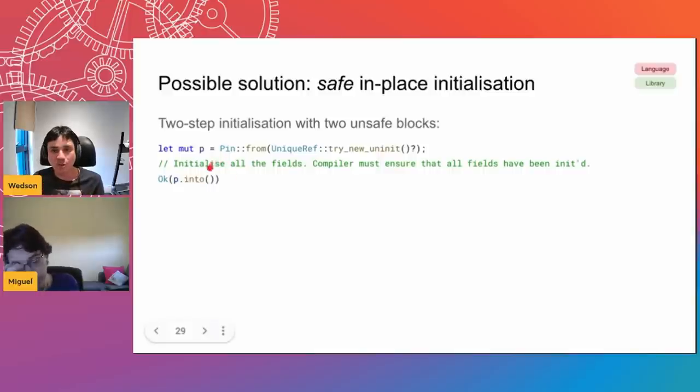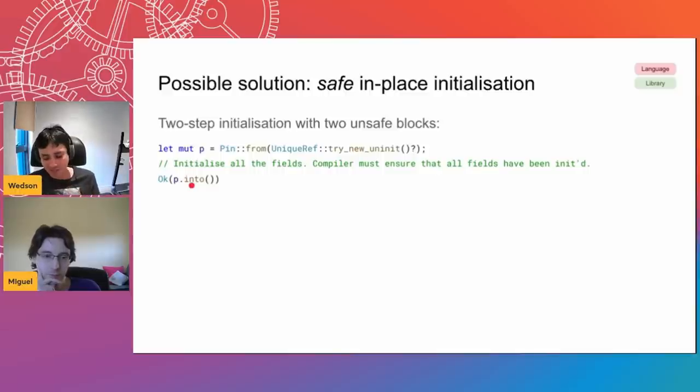In fact, we can already do this nowadays with unsafe. Like if we do something like this, and here we can use addr of mut and initialize all the fields manually. And instead of doing this into here, we can do assume init, right? But this assume init is itself unsafe. So we'd like to avoid that. So what we need from the compiler is a way for the compiler to, between these two blocks, ensure that all the fields have been initialized.